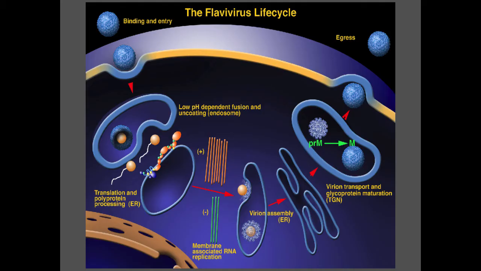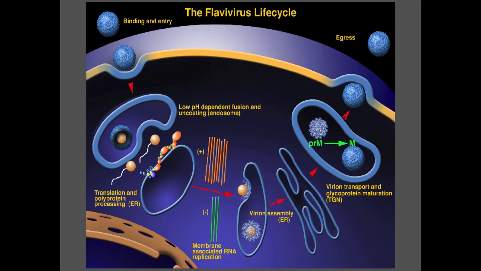How do flaviviruses replicate? They have binding and entry that takes place here. We'll take a little bit more detailed look at that in just a second. Inside the endosomes, there's a pH-induced conformational change. You have membrane fusion that takes place. These are long positive strand genomes.